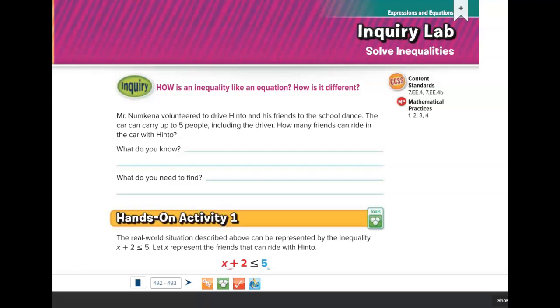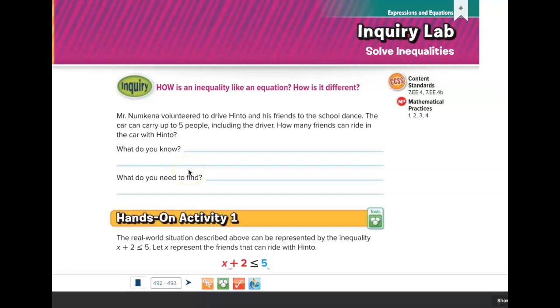Okay, so we are moving on from equations to inequalities this week. And the first thing that we're going to talk about is some of the similarities and some of the differences between equations and inequalities. They have a lot of similar properties, but then they have one major difference that we'll talk about throughout the week. So I am in our book on page 493.